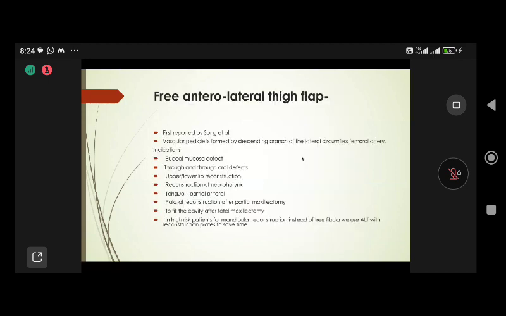Next is the free anterolateral thigh flap, which is a workhorse flap and can be used in any kind of defects. It was first reported by Song et al. Vascular pedicle is formed by the descending branch of the lateral circumflex femoral artery. Indications are buccal mucosa defect, through and through oral defect, upper and lower lip reconstruction, reconstruction of neopharynx, tongue, partial or total, then palatal reconstruction with partial maxillectomy, and to fill the cavity after total maxillectomy. In high risk patients, for mandible reconstruction, instead of free fibula, we use ALT with reconstruction plate to save time.